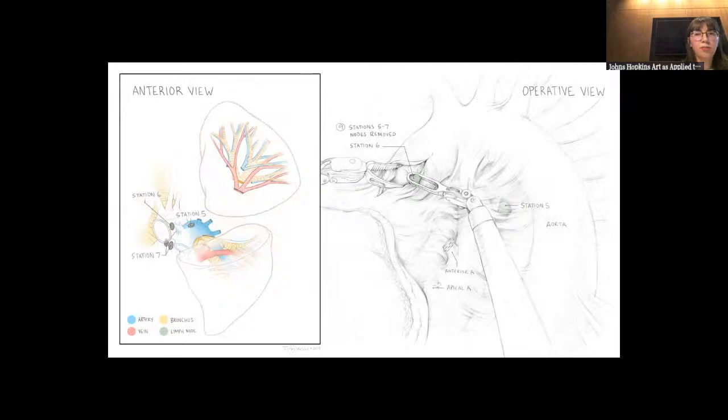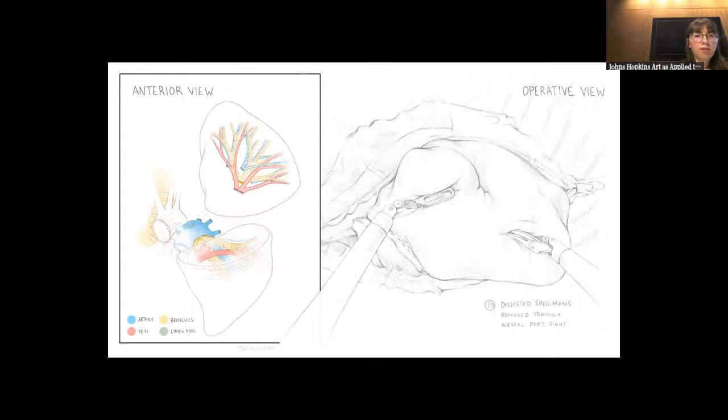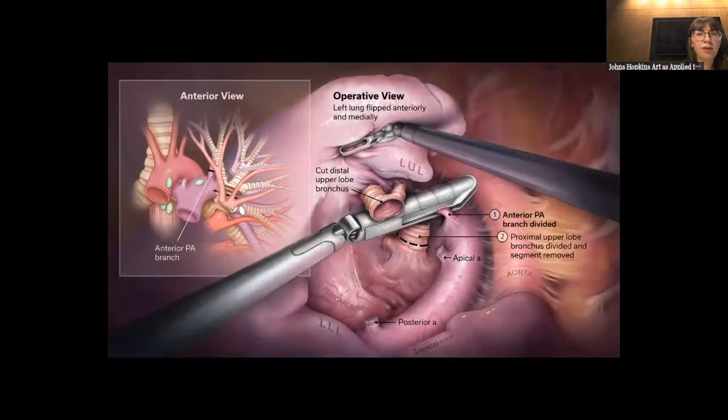Additional lymph nodes from stations 5 through 7 were identified and removed as well. Finally, all the specimens were placed in an endobag and removed through the air seal port site. My final illustration combines the steps of dividing the anterior pulmonary branch and the removal of the proximal bronchial stump. The anterior view highlights the anterior branch as well as illustrates the previous divisions.